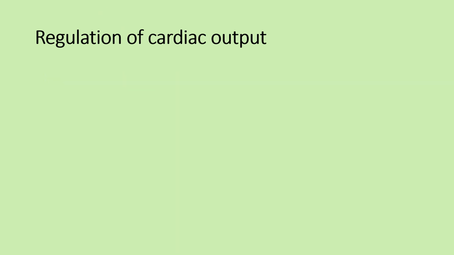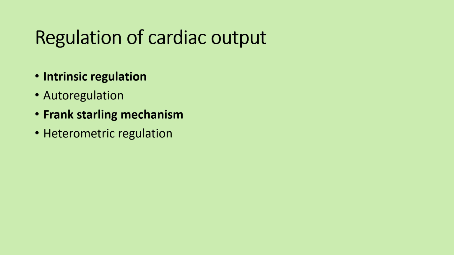Regulation of cardiac output. It has two types: intrinsic regulation and extrinsic regulation. Intrinsic regulation is otherwise called auto-regulation. The Frank-Starling mechanism comes under the intrinsic regulation. Depending on the end diastolic volume, cardiac output is changed. This mechanism comes under the heterometric regulation. Depending on the change in the length of the ventricular muscle, cardiac output is changed.